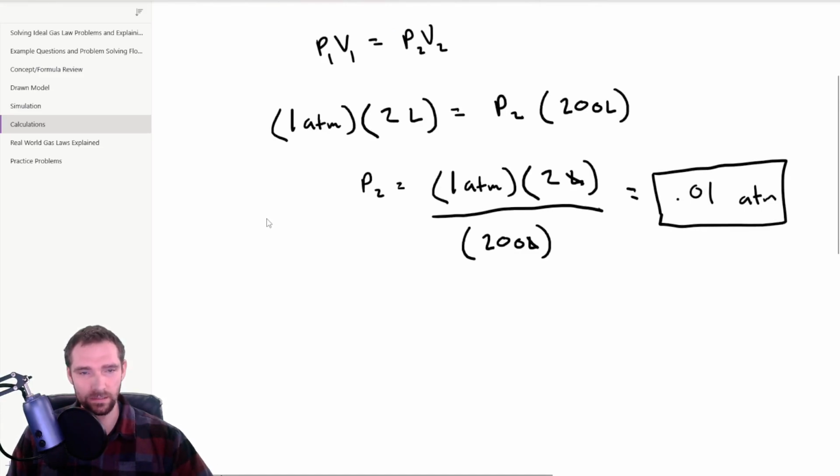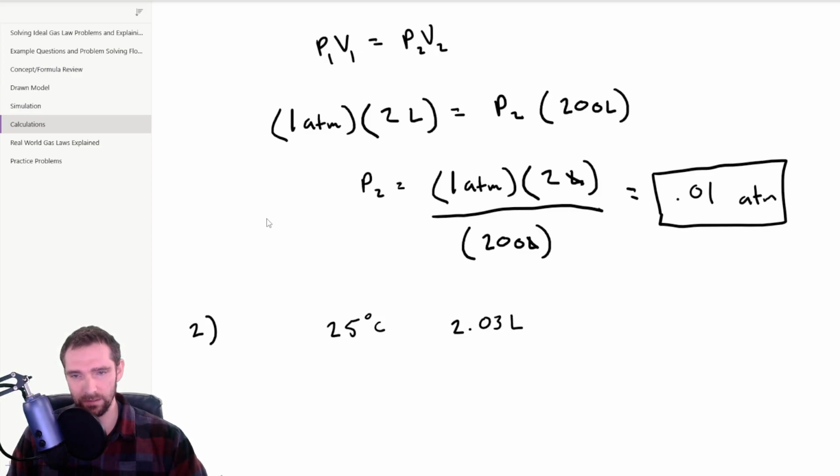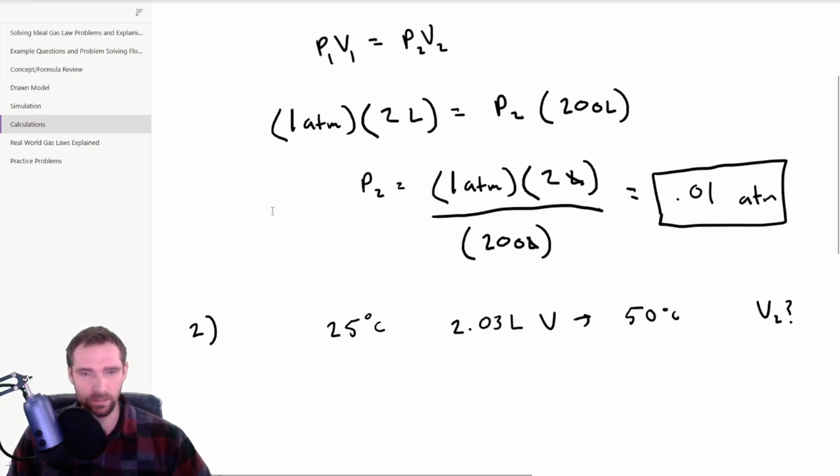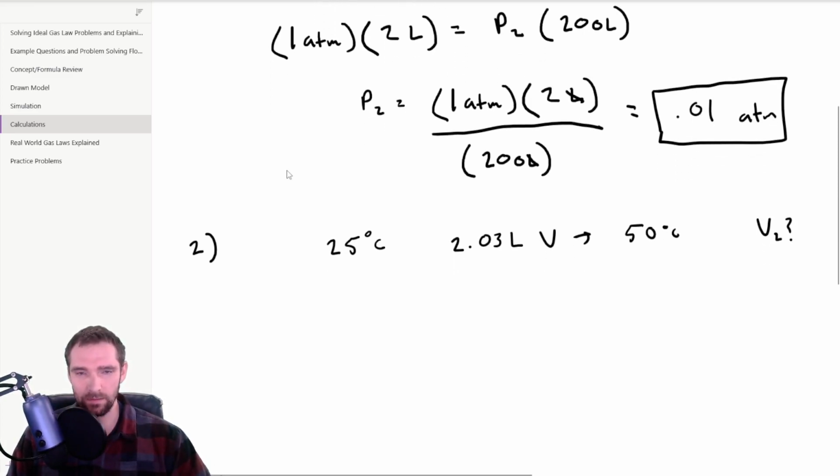So if I said you have 25 degrees Celsius, you've got 2.03 liters volume, and then it changes and it goes to 50 degrees Celsius. We want to know what our volume is going to be. So we can look at that, and we know that PV equals nRT, and so we're relating some temperature to volume here.